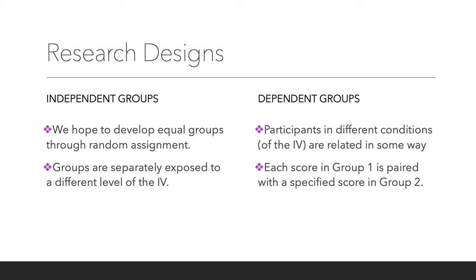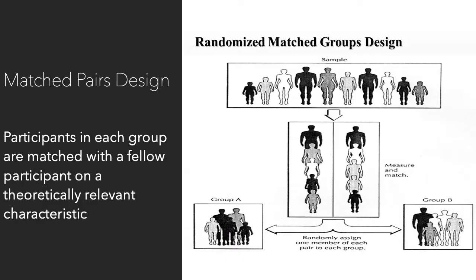The idea behind it is actually pretty sensible. The idea is if we have these related groups, we can help to minimize error, to minimize within subject variance. I'll talk more about that soon. Let's talk about the two basic types of dependent designs. The first type is the matched pairs design.